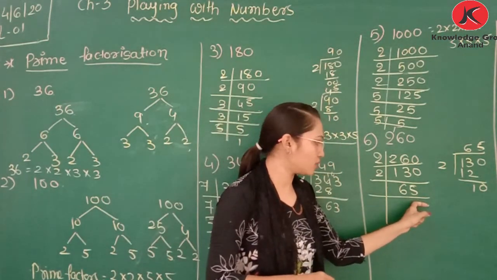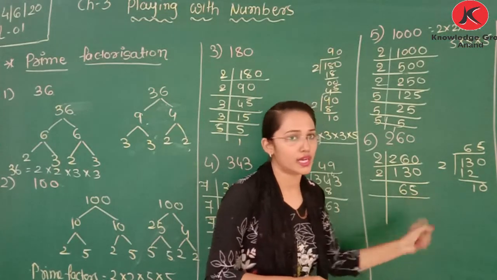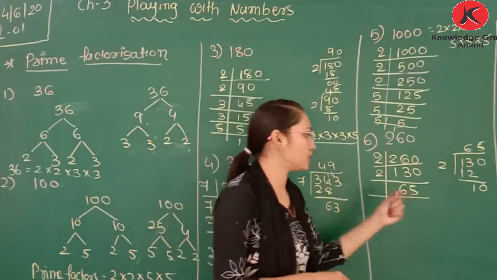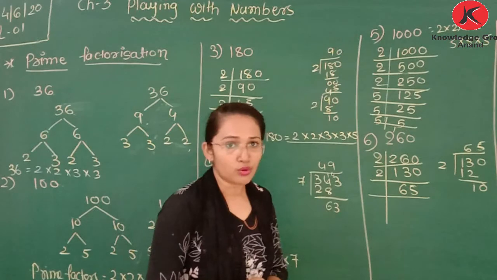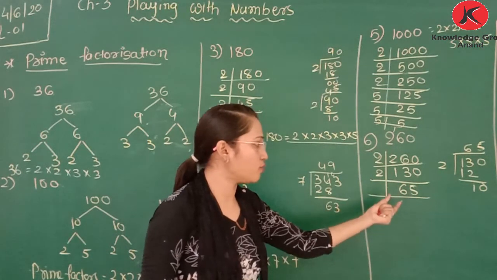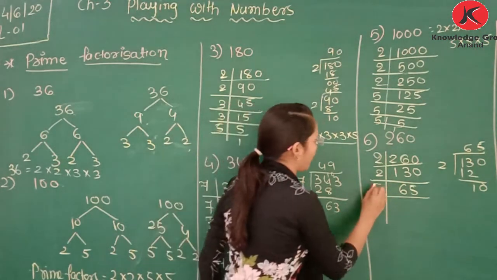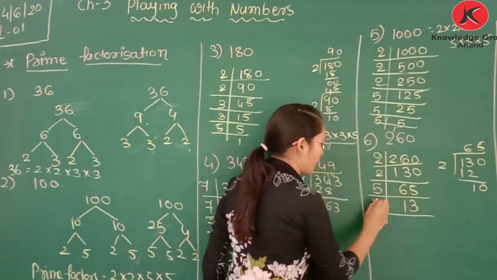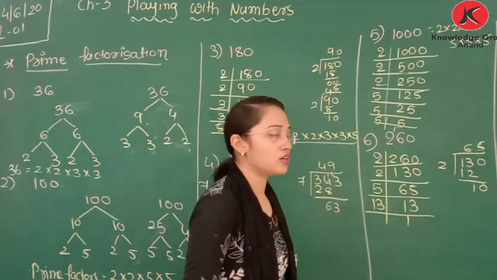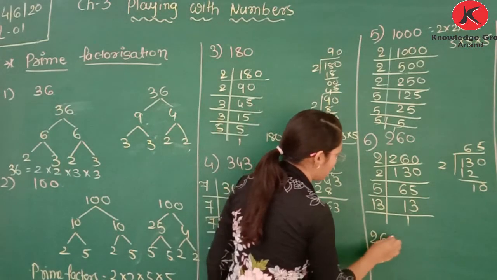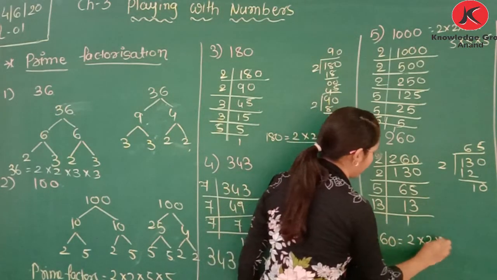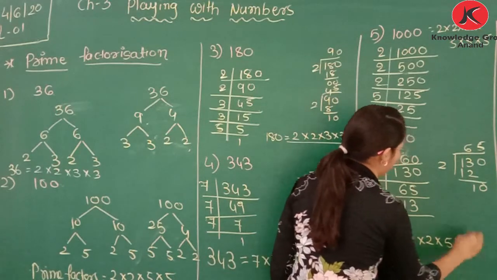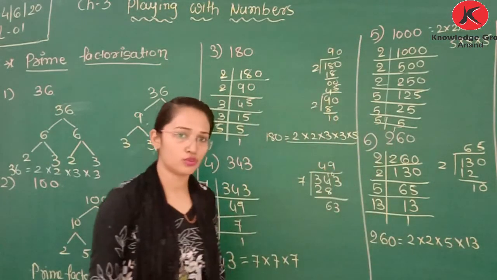Is it divisible by 3? 6 plus 5 is 11, and 11 is not divisible by 3. Is it divisible by 5? Yes, because the last digit is 5. So 5 13s are 65. Now 13 is a prime number, so you can write 13 once. So what are the factors of 260? They are 2 multiplied by 2 multiplied by 5 multiplied by 13. These are the prime factors of 260.